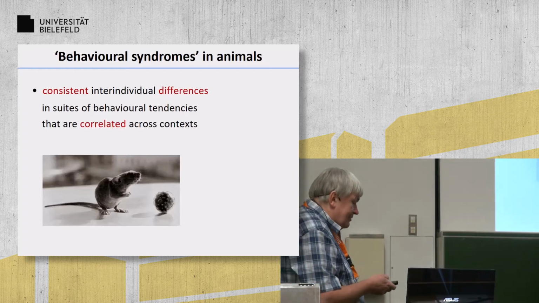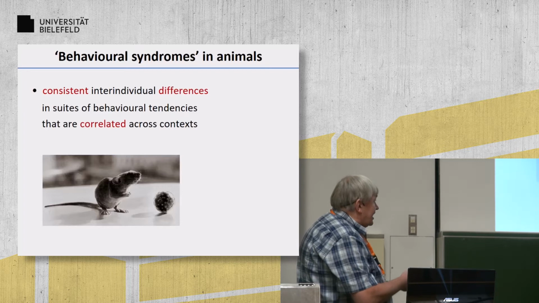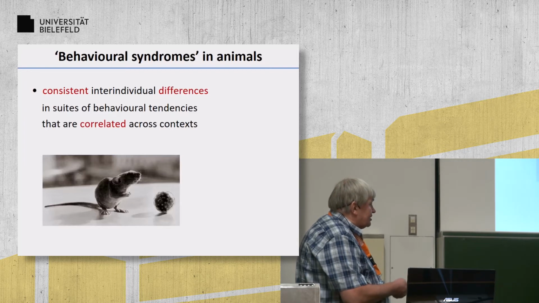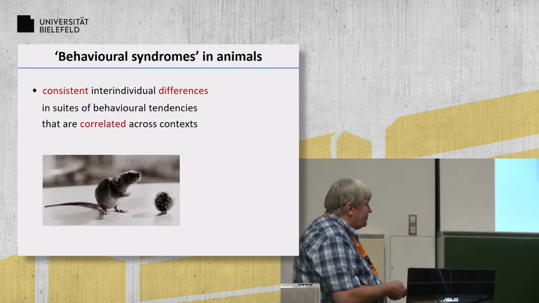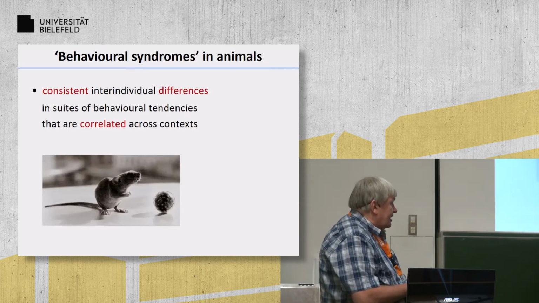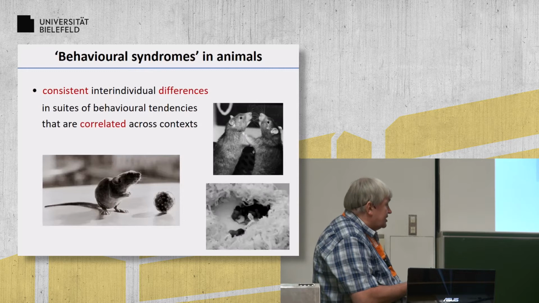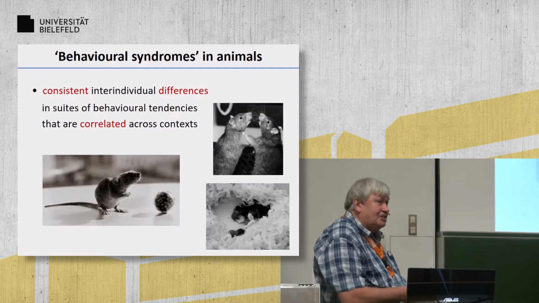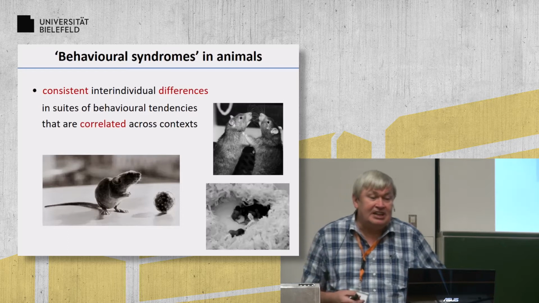But more interestingly, if you are a rat expert and you see such a rat interact with a novel object, this already allows the expert to make very clear predictions about how this rat will behave in a very different kind of context. Maybe, for example, when it's fighting with other individuals, or even how they build their nests.